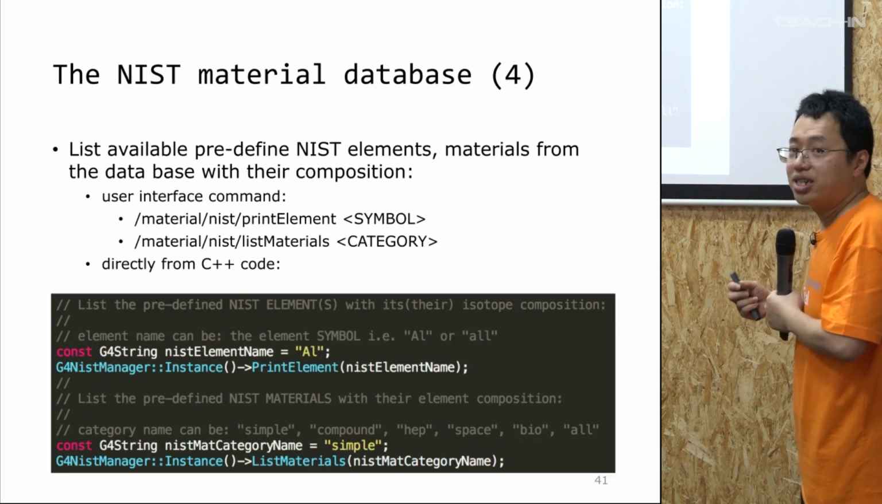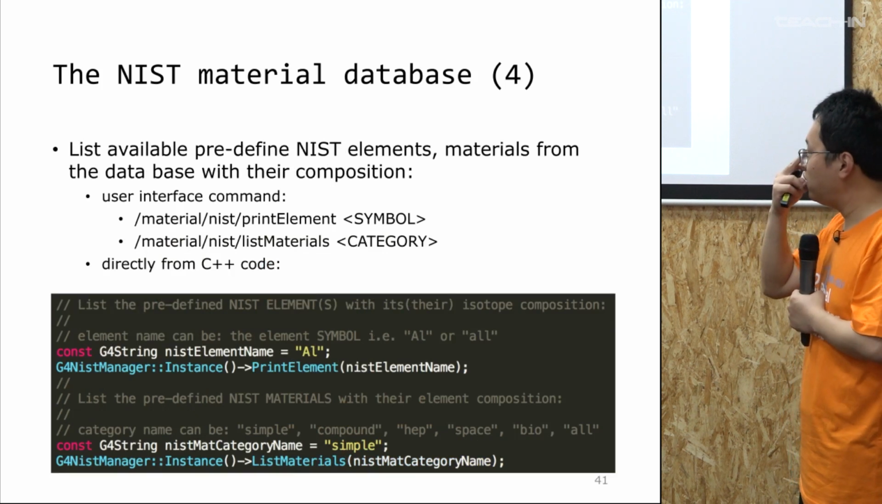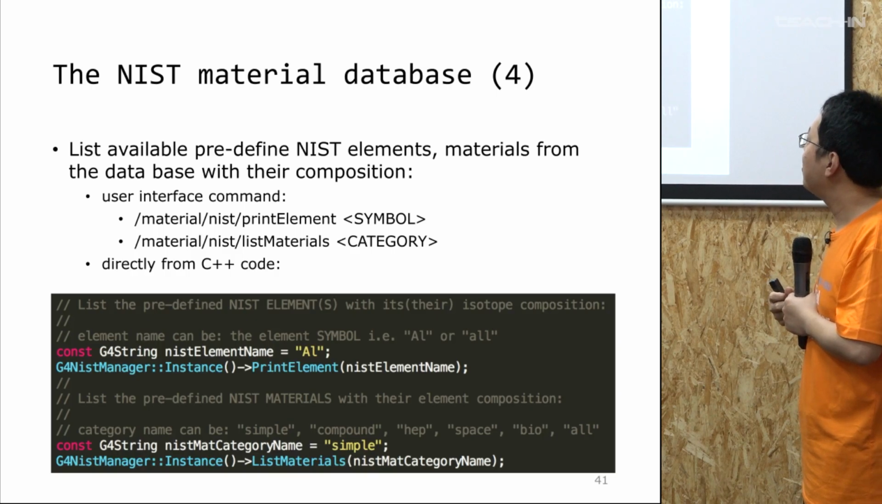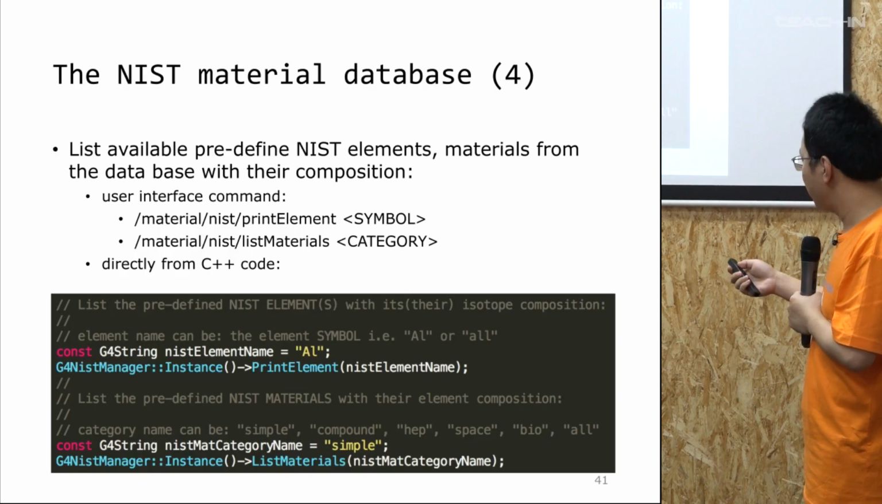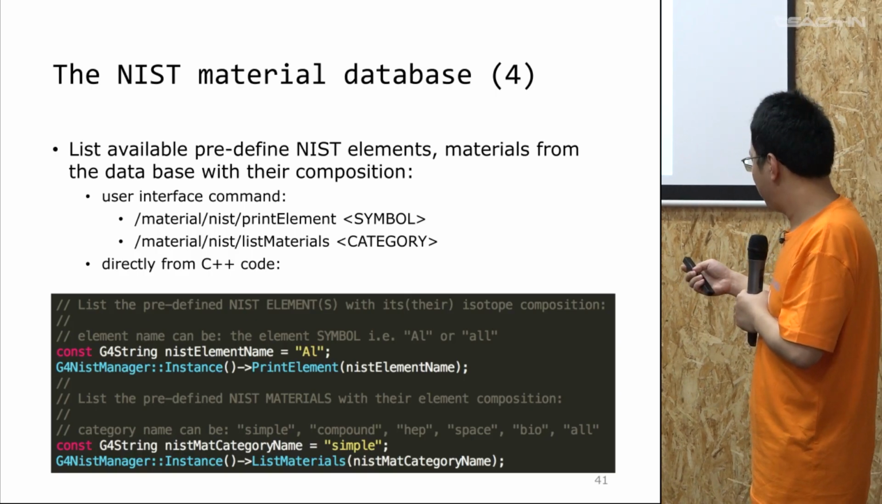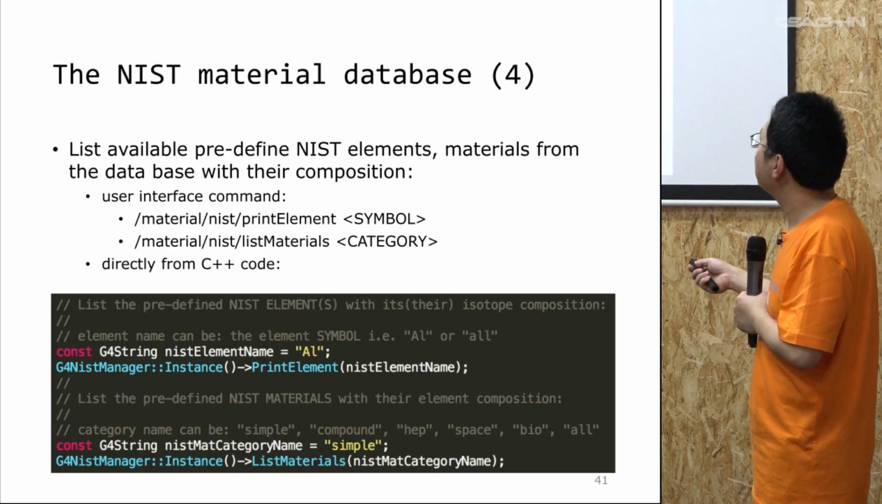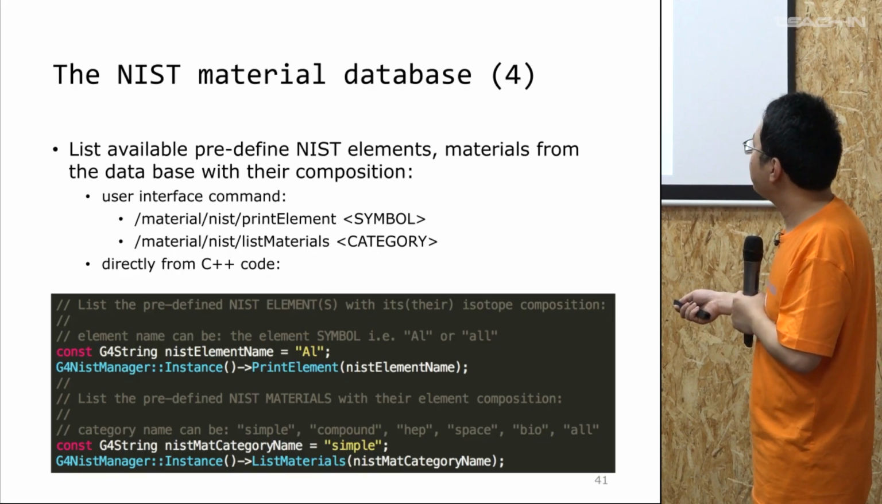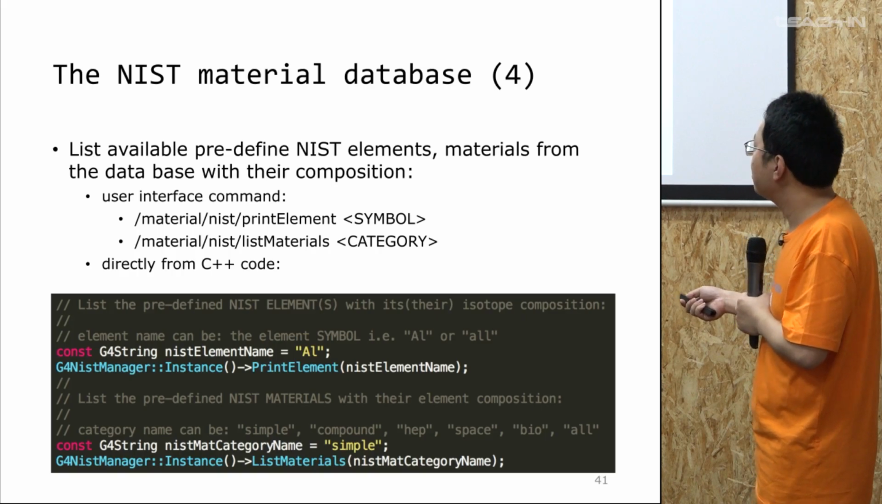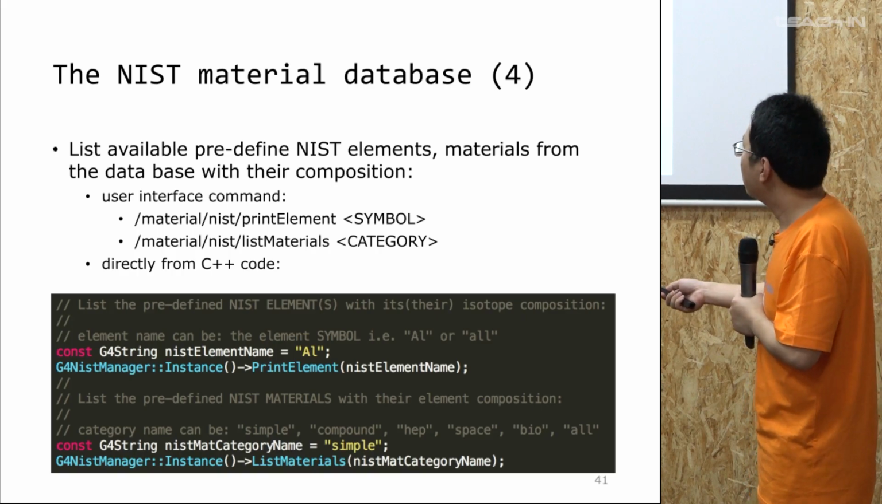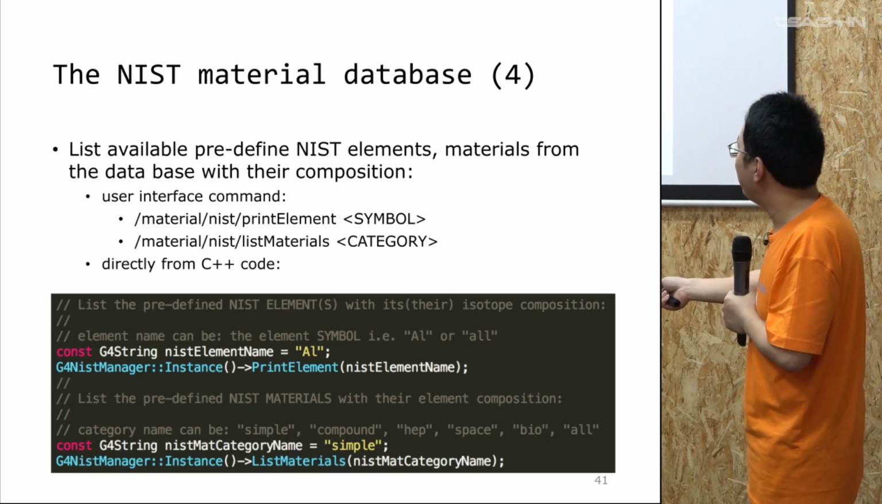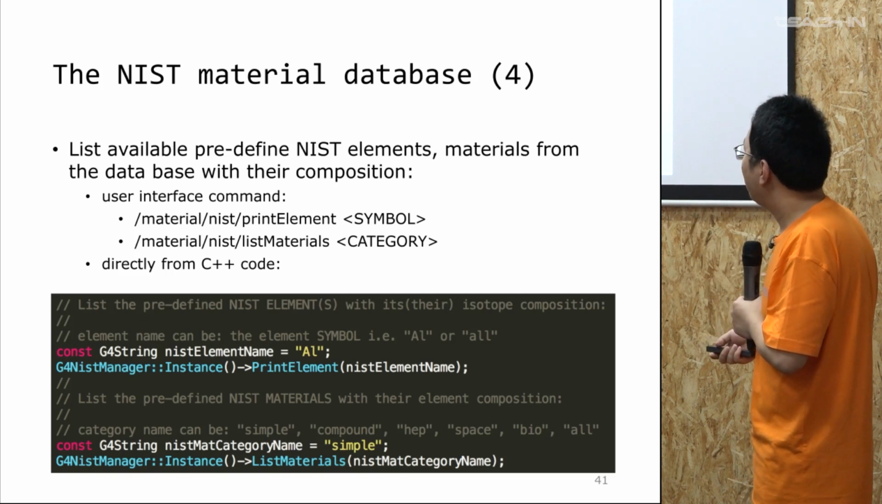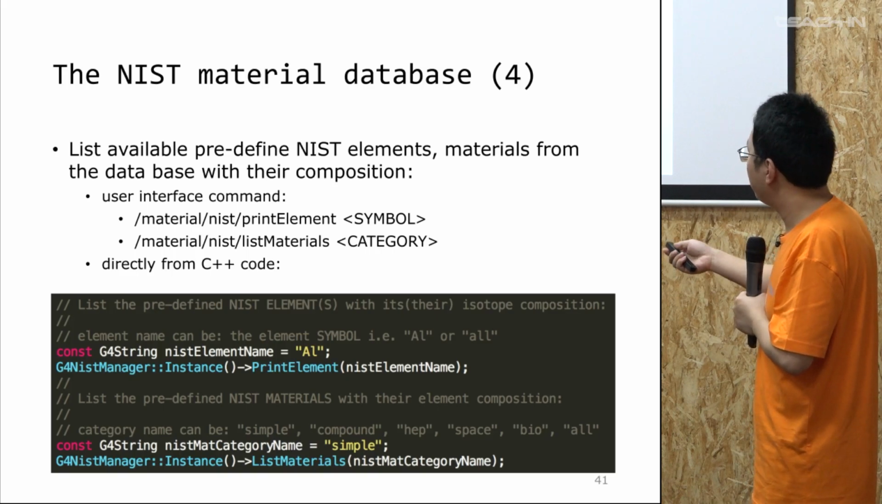Actually, when you start the Geant4 application, you have an interactive environment. In that interface, you can execute the following commands, so you can print all the necessary information for you. Also, you can use C++ source code to invoke this method to list the necessary materials, and it will print to the screen.